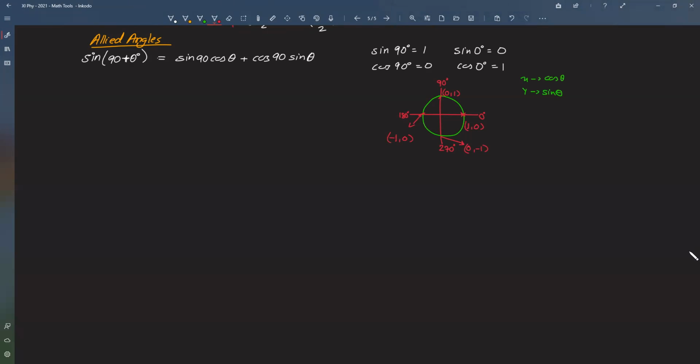So whatever x coordinate is there at that particular angle, that is cos, right? So suppose you have to find cos 180 degree. So where is 180 degree? Here. What do you have to find? Cos. What is the x coordinate there? Minus 1. So cos 180 degree is minus 1. Anything you can find here.